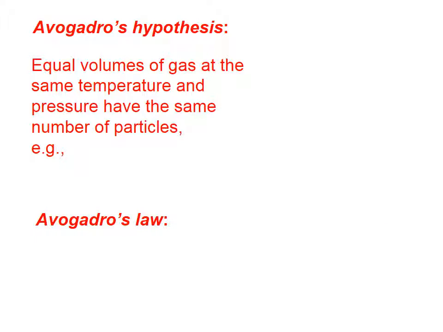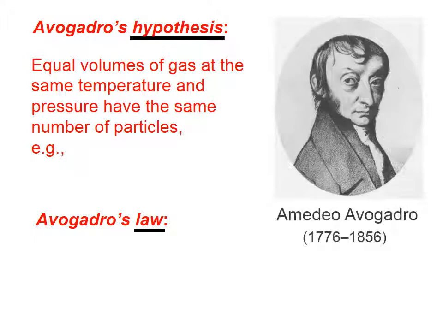On this slide we have at the top Avogadro's hypothesis, and down near the bottom we have Avogadro's law. A law is a mathematical relationship that we observe. We don't necessarily have an explanation for it, but we observe it. A hypothesis is a prediction. It's an educated, testable guess. Avogadro's hypothesis, you can read it here for yourself: equal volumes of gas at the same temperature and pressure have the same number of particles.